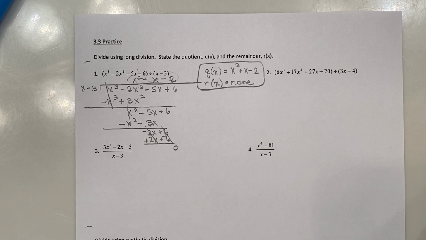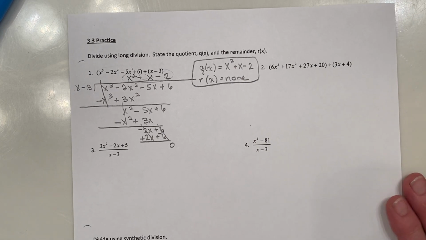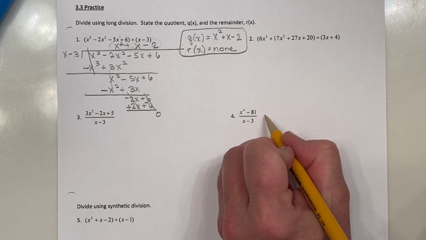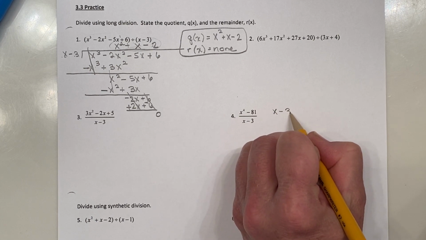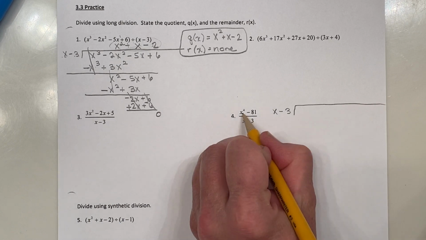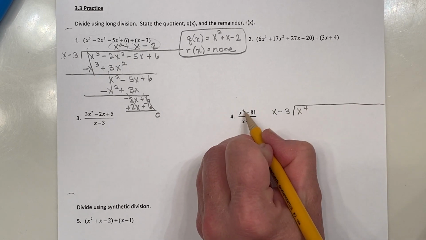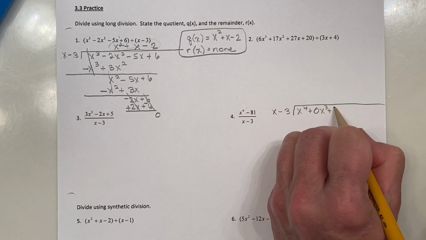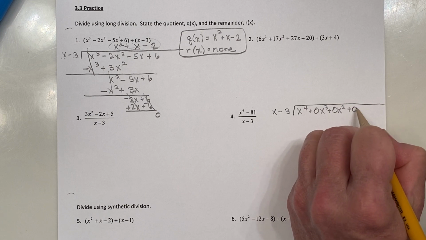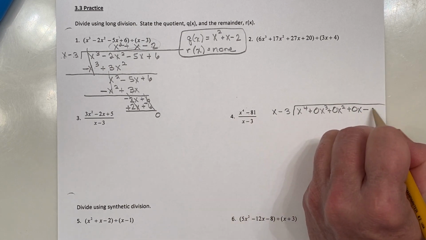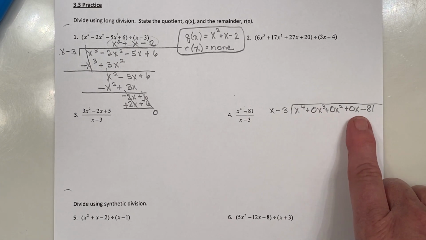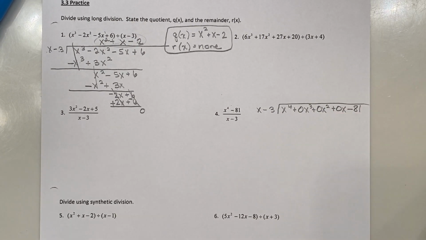All right, let's do another practice problem. I think I'm going to skip down here and do number 4 because there's a lot of placeholders I have to fill in. I think I'll do the work right over here. So x minus 3 is my divisor. I have an x to the fourth, but not a cubic, not a square, and not a linear term. So I've got to fill in 0x cubed, 0x squared, 0x, and then I can fill in a minus 81. All right, we may or may not need these placeholders, but they have to be there so we can line everything up, and in case we do need them.